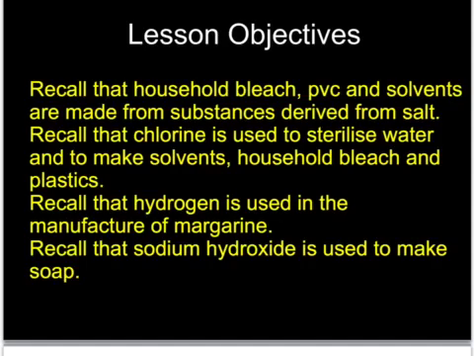Apart from those uses, you're expected to also know a number of other uses. Chlorine being used to sterilize water and making solvents, bleach and plastics. Hydrogen being used in the manufacture of margarine. Sodium hydroxide in the manufacture of soap. These are all facts that you'll need to learn.